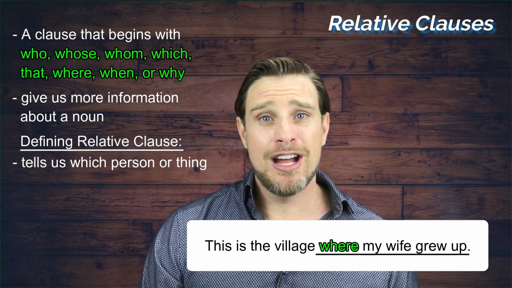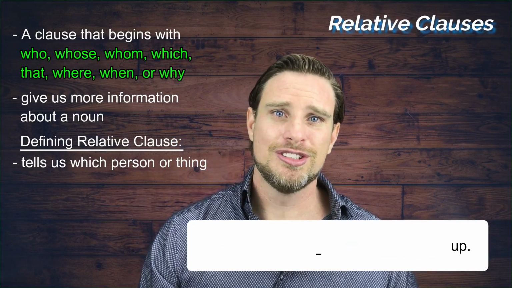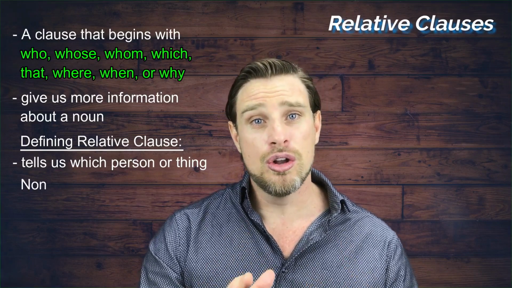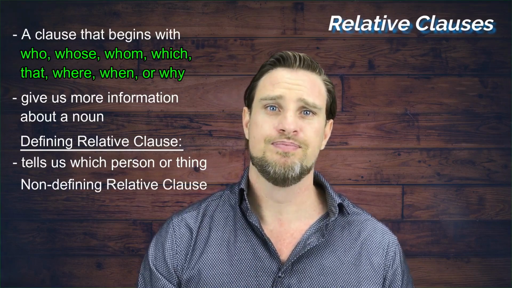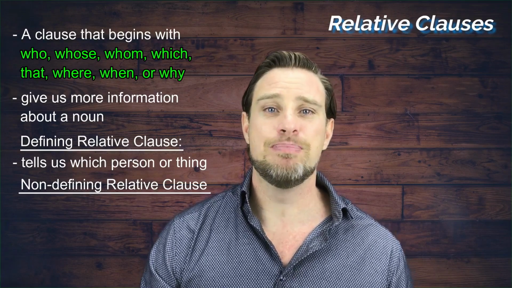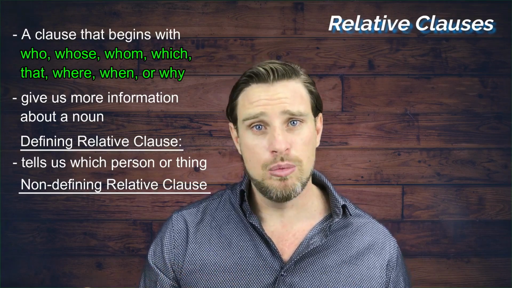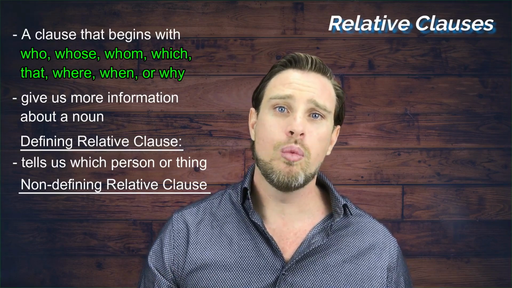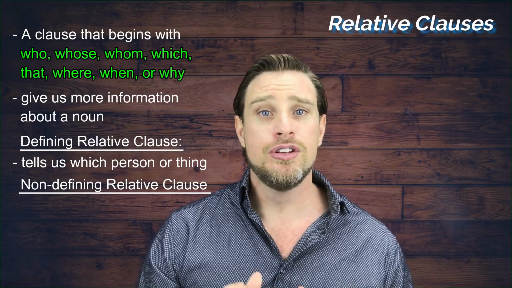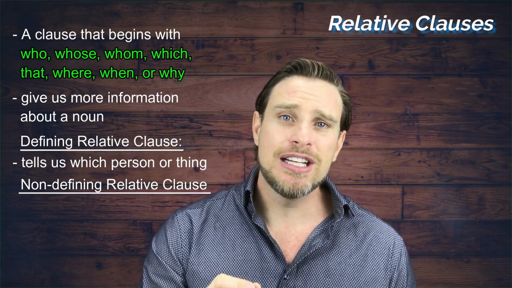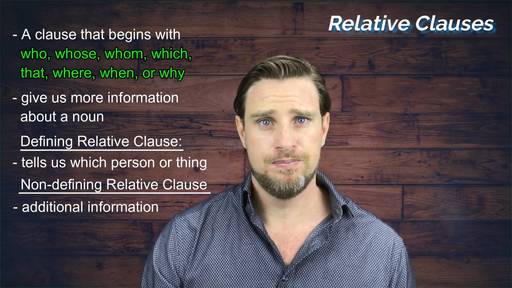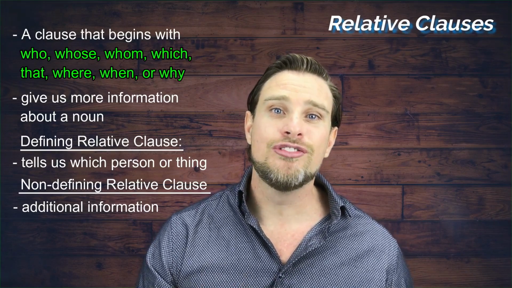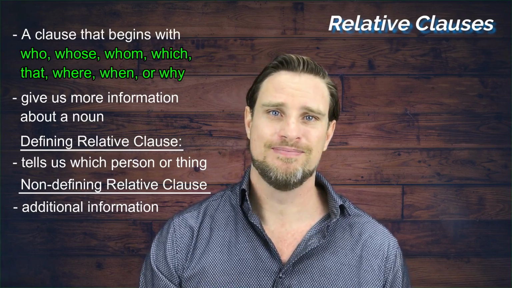Now, there are two types of relative clauses. You've learnt one, and the other type is called a non-defining relative clause. And what this does is it begins with exactly the same words here. So who, whose, whom, which, that, where, when, or why. But the difference is it gives us additional information. It is not necessary to know. It does not define the person or thing.